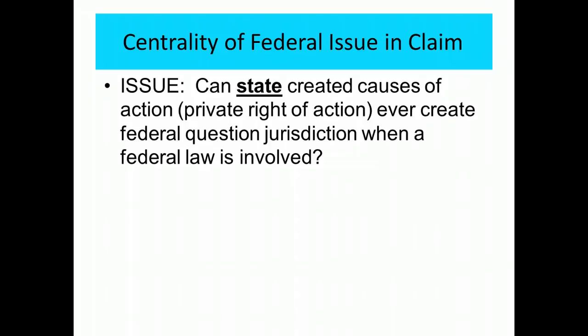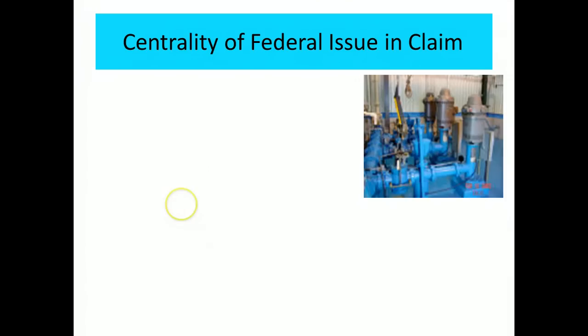Can the state create a cause of action, a private right of action, like negligence or breach of contract? Can those state claims ever create a federal question and give us 1331 federal question jurisdiction when a federal law is somehow involved in resolving that state claim? Well, there's a lot of dispute in discussions by the Supreme Court. We start with the first one, which is called American Well Works.